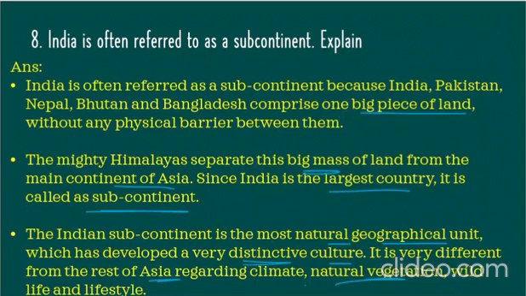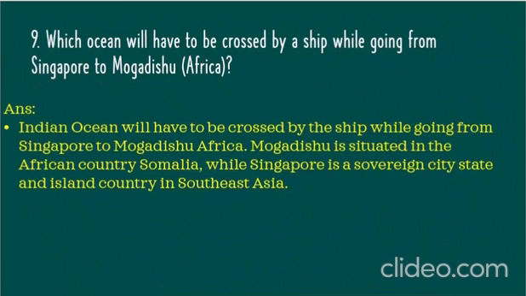Everything is diverse, correct? Now, moving to the second last question: which ocean will have to be crossed by a ship while going from Singapore to Mogadishu? Now, Mogadishu is in Africa. So, going from Singapore to Mogadishu, which ocean will have to be crossed? The ocean will be the Indian Ocean. Why? Because Mogadishu is situated in the African country of Somalia. Singapore is a sovereign city state and island country in Southeast Asia. So between them comes the Indian Ocean. So the Indian Ocean has to be crossed.